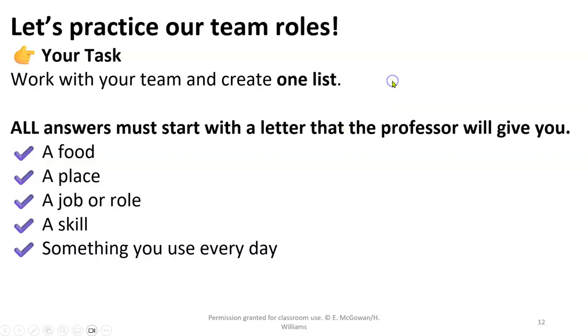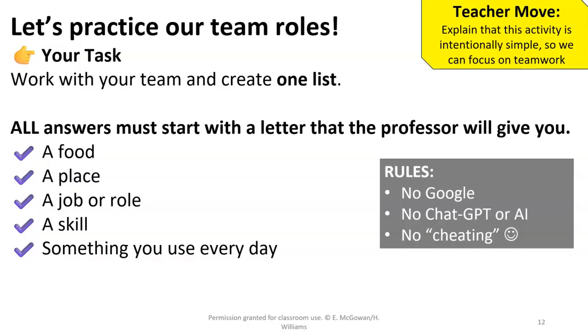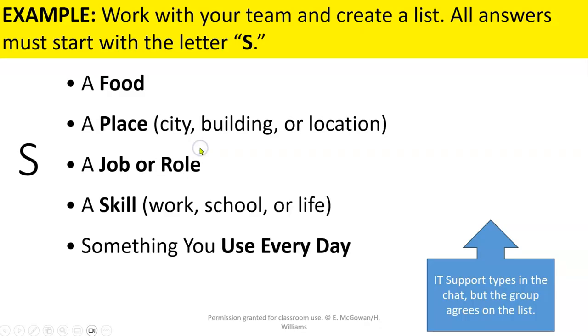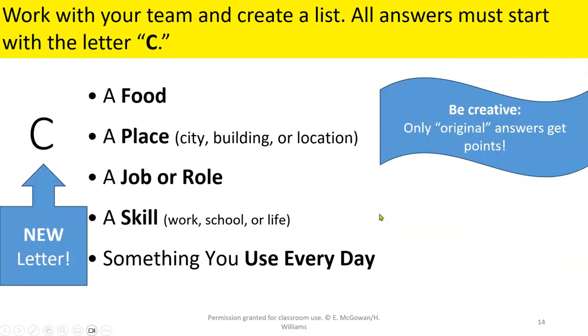And we intentionally choose a simple activity like a categories game where they can practice their team roles. No Google, no ChatGPT, no cheating. So essentially we don't need the researcher in this case, but we got our categories: food, place, a job or role, a skill, and something you use every day. I give them an example, like with the letter S, for example, sandwich, school, supervisor, speaking, smartphone, and let them know the IT support person will be typing that.